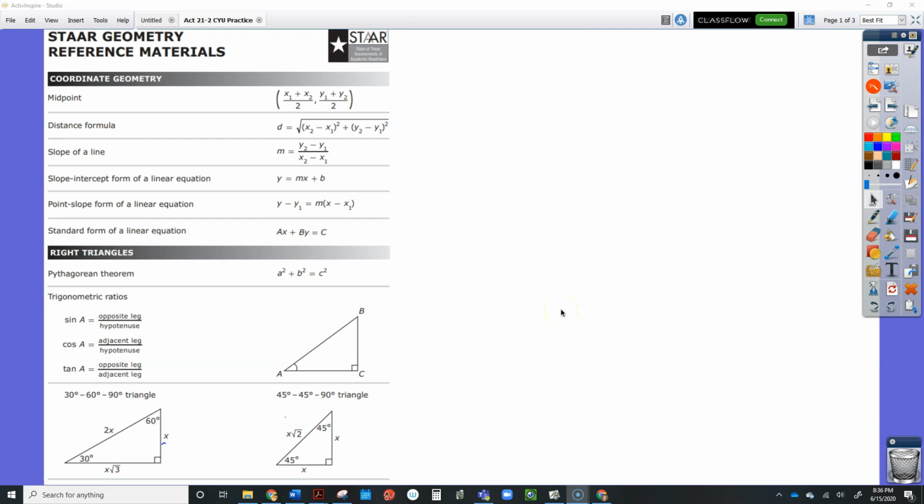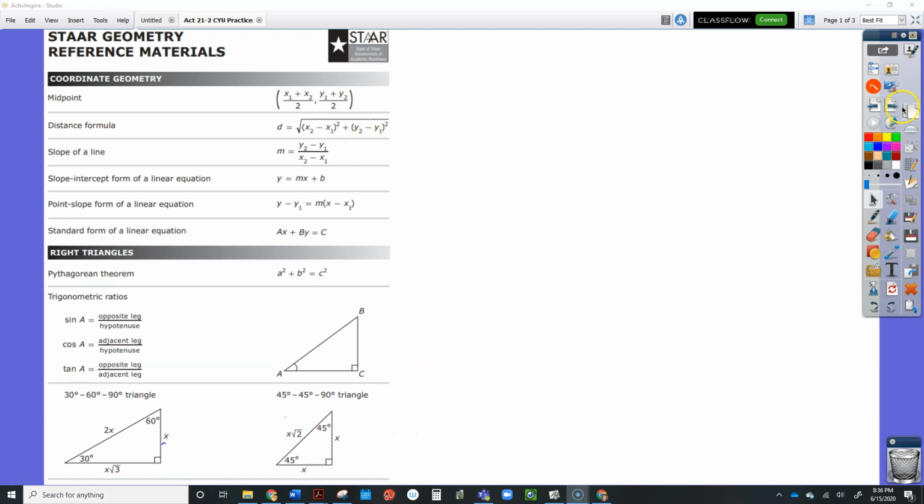As promised, I found a copy of the STAR formula sheet. I just did the one side because it has the information that we need to know. Down here are your 30-60-90 and 45-45-90 formulas. And here is your Pythagorean theorem, midpoint, distance, slope, all those good stuff.